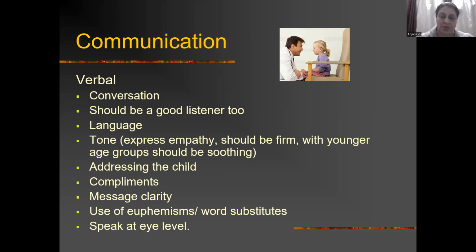Compliment the child when they show good behavior, compliment them on their general attire so that you can develop a rapport with the child. Your message should be short, clear, and in a language that the child understands. So message clarity has to be there, and you can always use euphemisms or word substitutes, which will reduce the fear of the child.